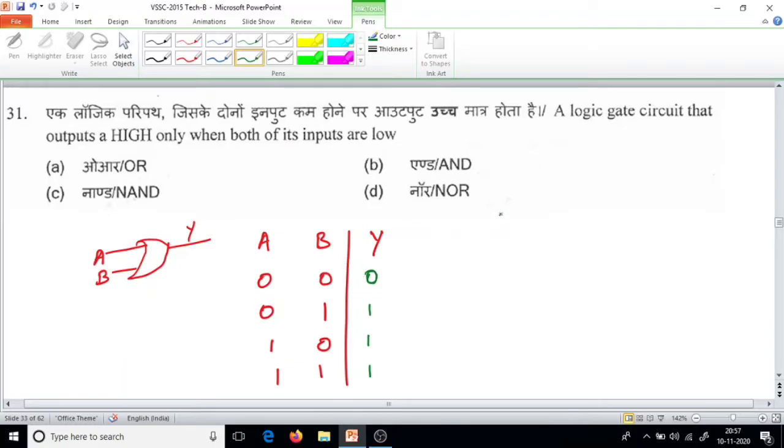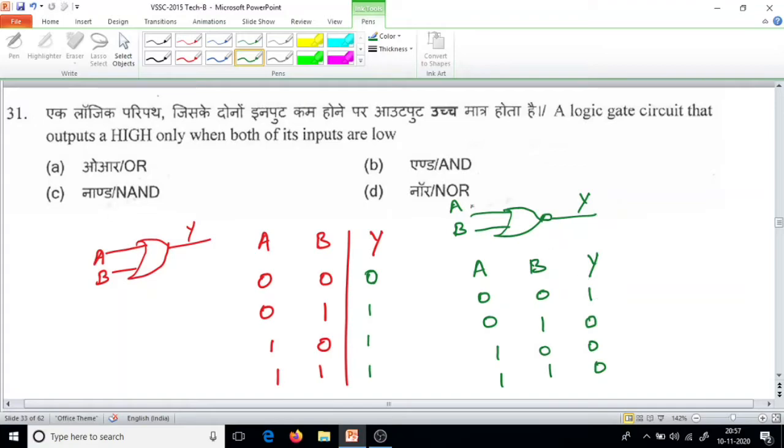So what is the NOR gate? If you draw a logic diagram for the NOR gate, it will be just inverted. So this will be A, B and output Y. There are 4 combinations: 0 0, 0 1, 1 0, 1 1. We get the complement of the OR output. When it is 0 0, we get 1. The remaining will be 0, 0, 0.